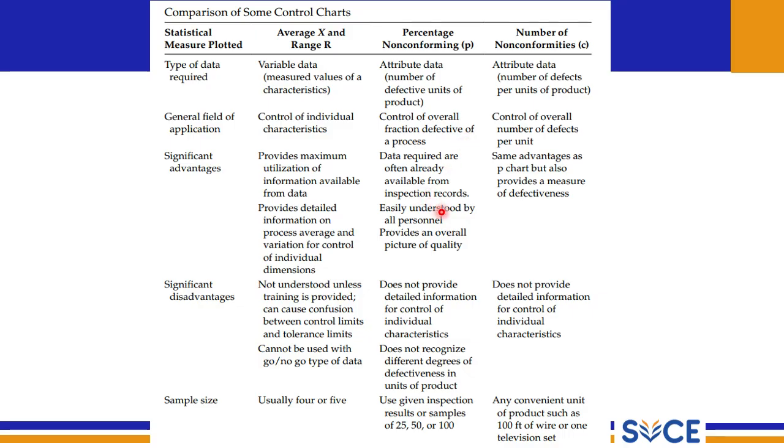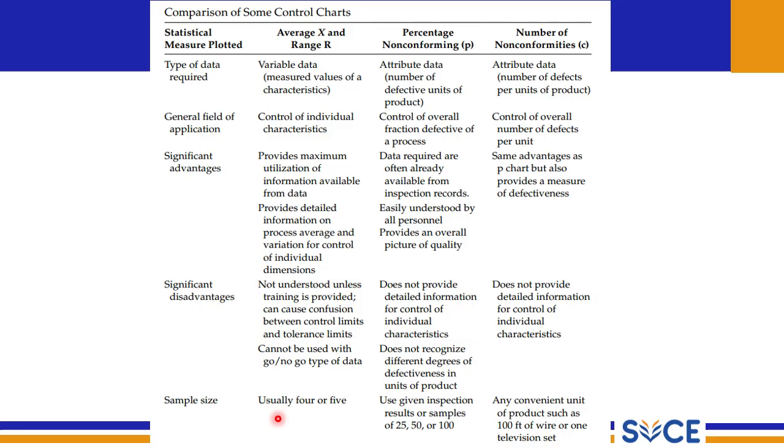Okay, it is easily understood by all persons and provides an overall picture of quality. So these are some advantages of the P chart, but it provides a measure of defectiveness for C. Okay. So disadvantages: it cannot be used with go and no-go type of data, and it is not understood unless training is provided. The P chart does not provide detailed information for the control of individual characteristics, does not recognize different degrees of defectiveness in the units of product, and does not provide detailed information for control of individual characteristics.